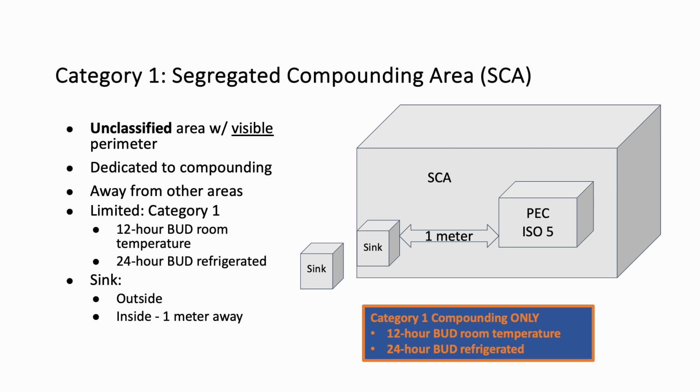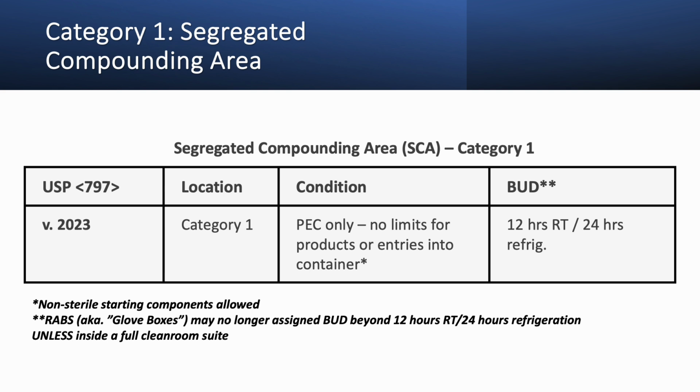There must be a sink used for hand hygiene, and it has to be located either inside or outside of the perimeter, and it must be at least 1 meter away from the ISO 5 PEC. Category 1 compounding is done inside of a PEC that's located inside of a segregated compounding area, which again is an area that is unclassified. It could be an area or room that's unclassified. This will give you a beyond use dating of 12 hours at room temperature or 24 hours under refrigeration.